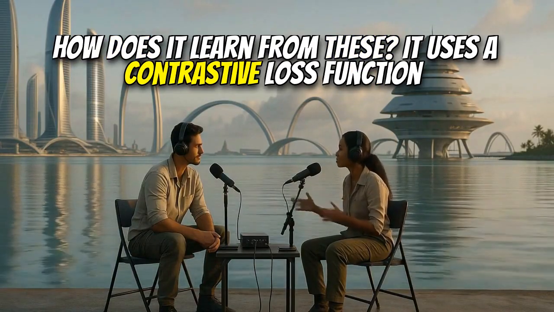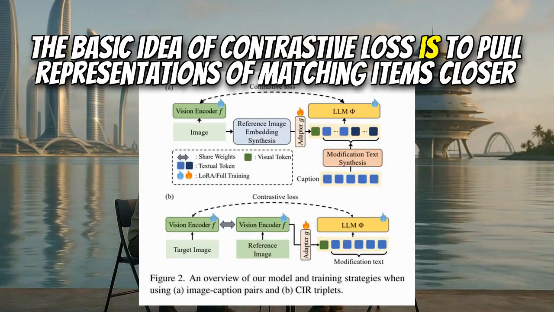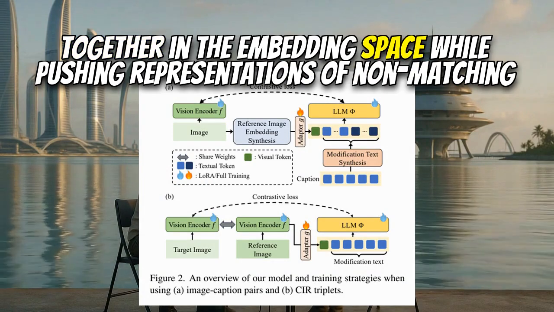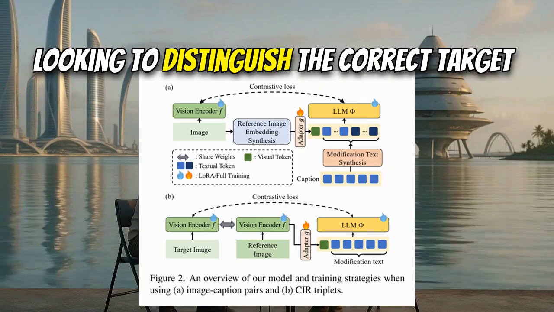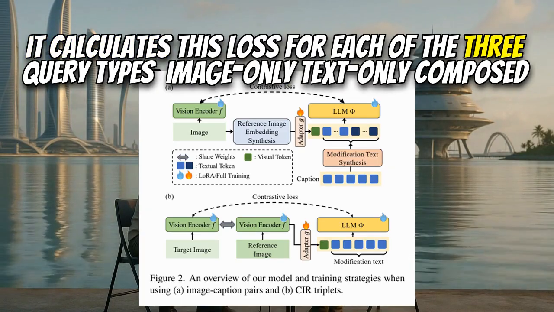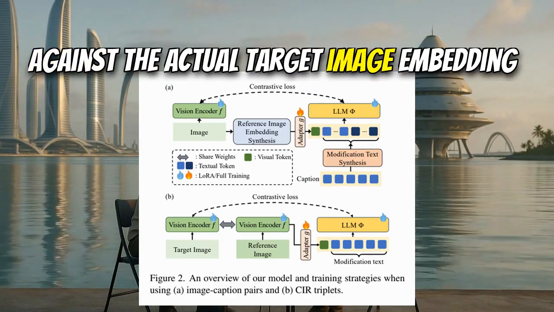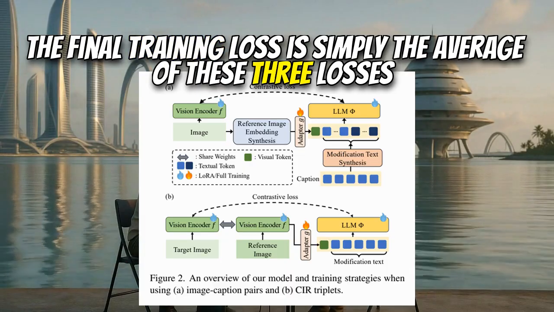It uses a contrastive loss function. The basic idea of contrastive loss is to pull representations of matching items closer together in the embedding space while pushing representations of non-matching items further apart. Learning to distinguish the correct target. Exactly. It calculates this loss for each of the 3 query types, image-only, text-only, composed, against the actual target image embedding. The final training loss is simply the average of these 3 losses.